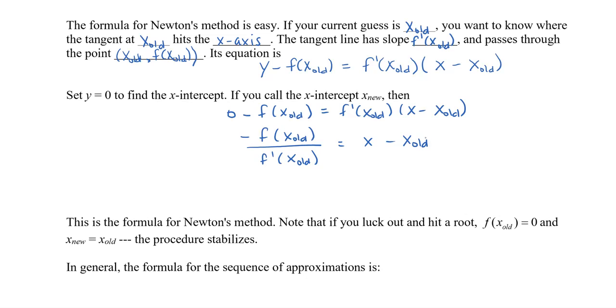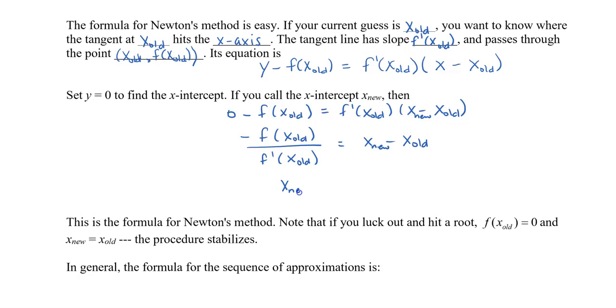Because remember, what we're trying to do is find the new value. So actually what I'll do is write x new. I forgot to do this. When we set y equal to 0 to find the x-intercept, that new x value, I'm going to call that x new. So that will be my new value. So I'm going to isolate x new by adding my x old to the other side.